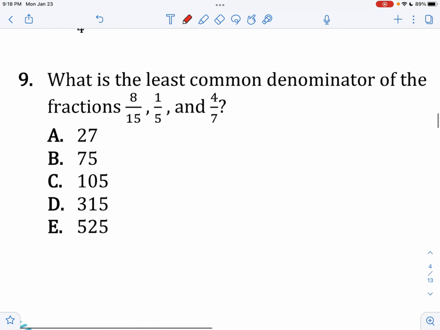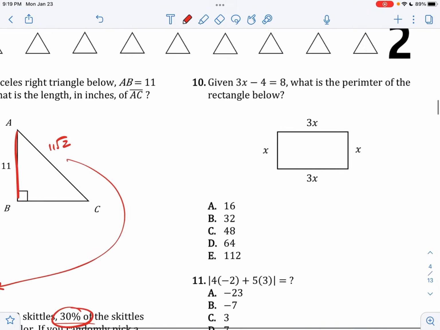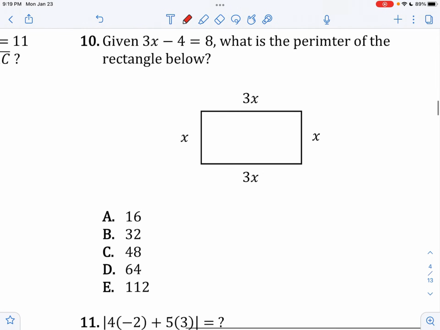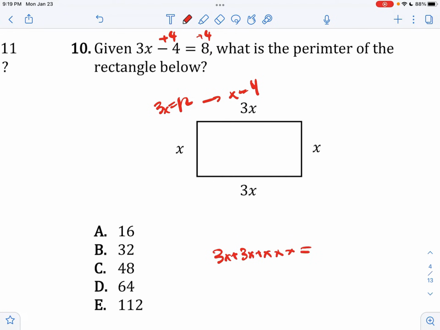What is the LCD of this? So just take the answer options and divide by each of these. So this doesn't work, this doesn't work. This is the smallest number, it's the least common multiple of these three numbers. You can check on your calculator, as I did. Given this, what is the perimeter of the rectangle? So if you add 4, 3x equals 12, x equals 4. So if you add these up, you get 3x plus x plus x. This gives you 8x, which is equal to 8 times 4, it's 32.